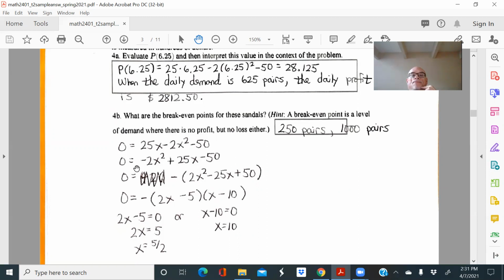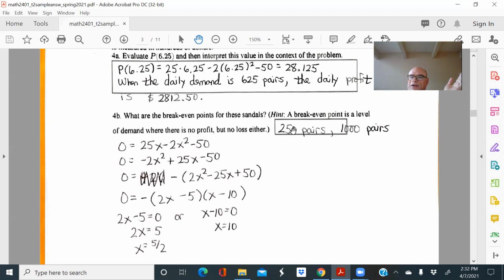And so that takes a little bit of effort. It's a quadratic equation, but not much effort, because you can actually solve this by factoring. So I showed the steps here to solve this equation by factoring. I'm not going to go through those. You can follow those steps easily. And it turns out your two break-even points, the two solutions to this equation, are x = 5/2 and x = 10. So if Benny sells 250 pairs, he will break even. If Benny sells 1,000 pairs, he will also break even.